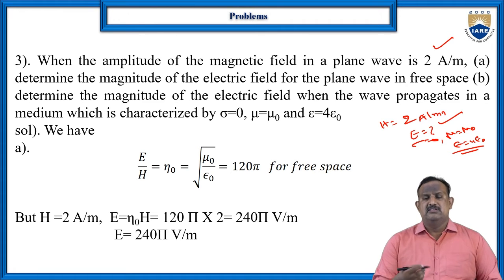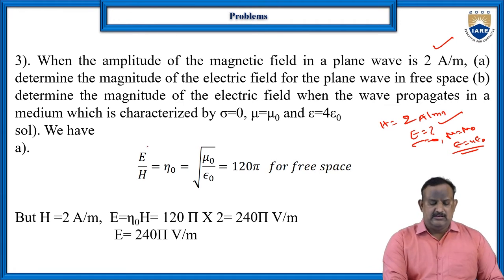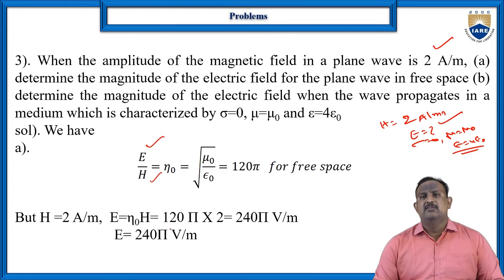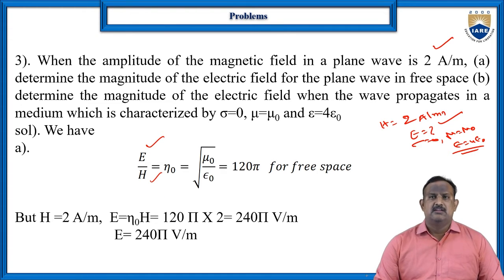Here we know the general formula: the ratio of electric field to magnetic field, E by H, is equal to the characteristic impedance eta naught, or eta.